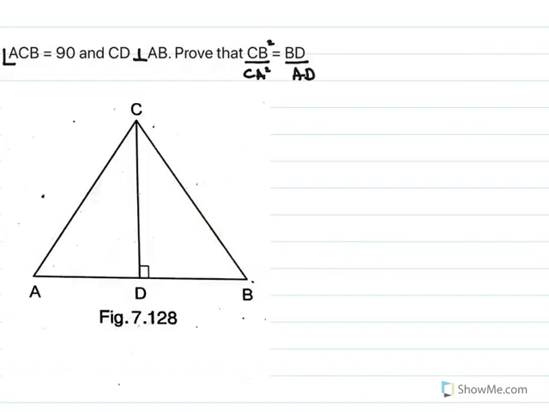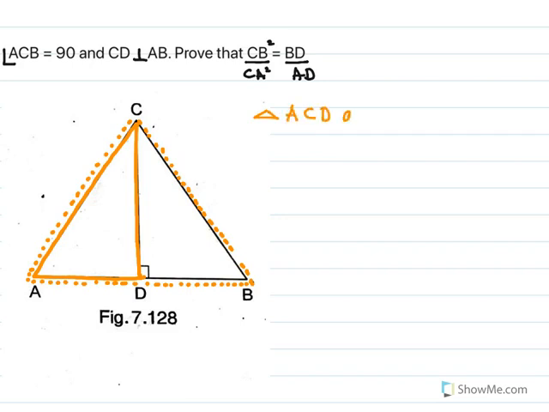Triangle ACB is 90 and CD is perpendicular to AB. We need to prove that CB square over CA square equal to BD over AD. So in the first step, I'm going to take triangle ACD and then the outer triangle ACB and prove these triangles are similar. So first step, I take triangle ACD and the larger triangle, that is ACB, and prove that they're similar.